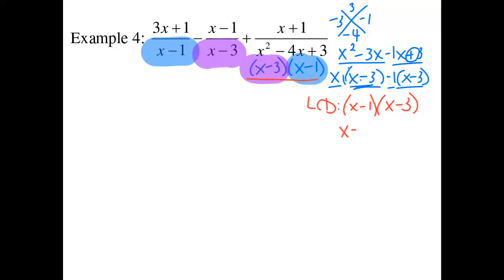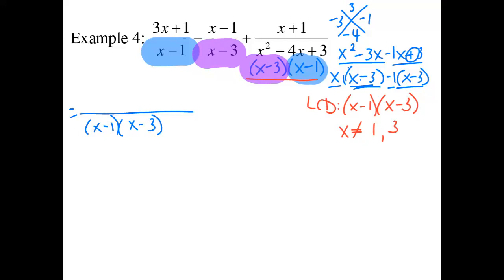Real quick before we forget, reviewing domain restrictions. If x minus 1 and x minus 3 are the denominator of this fraction, then the problem points are going to be at positive 1 and positive 3. All right, so our common denominator is x minus 1, x minus 3.